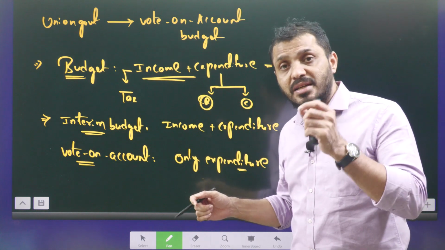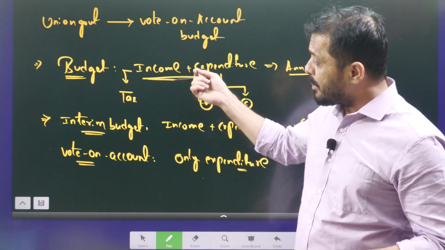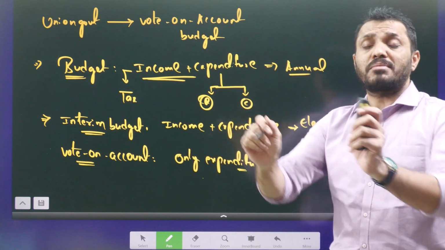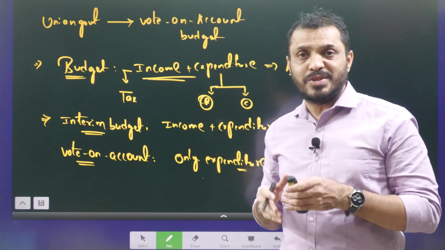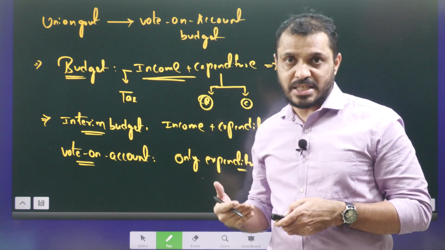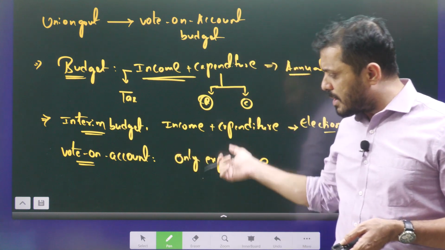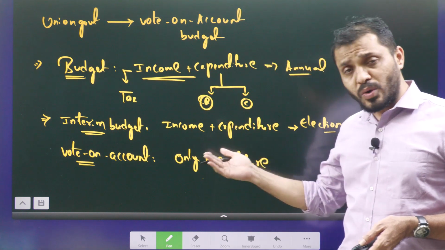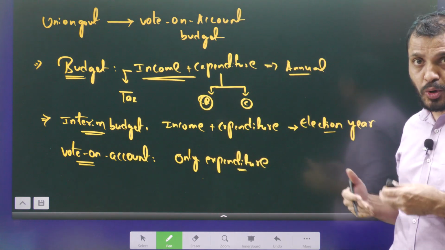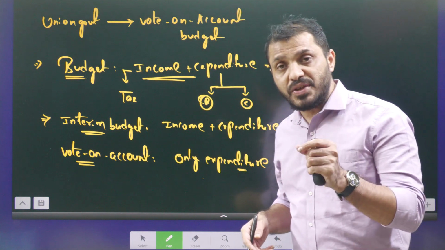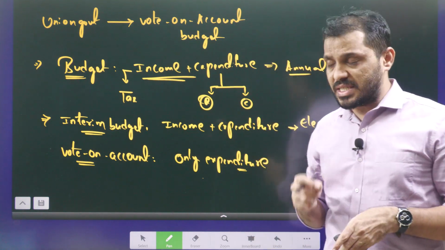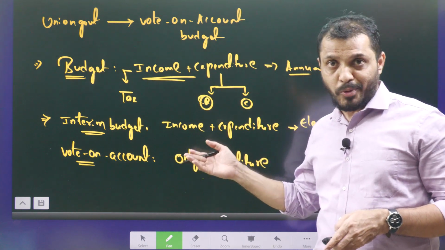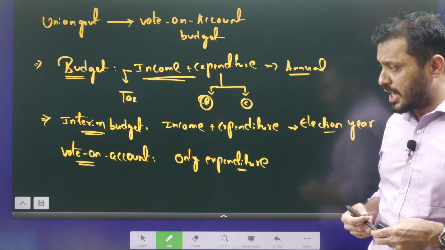When it doesn't include the income side, obviously there are no policy announcements you can see in the vote on account budget. Why? Because policy-related issues generally deal with tax, or non-tax money. As there is no revenue component here, there is no policy announcement, and in the vote on account we cannot expect any policy-related changes. That is what our Finance Minister is emphasizing. She is saying that this budget is going to be a vote on account budget and there are no major policy announcements in it.